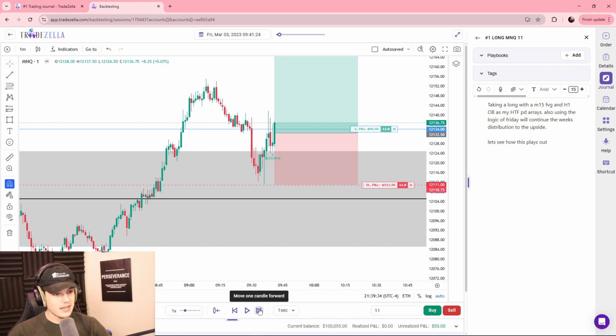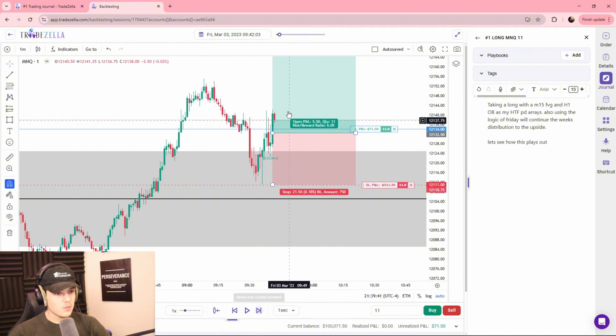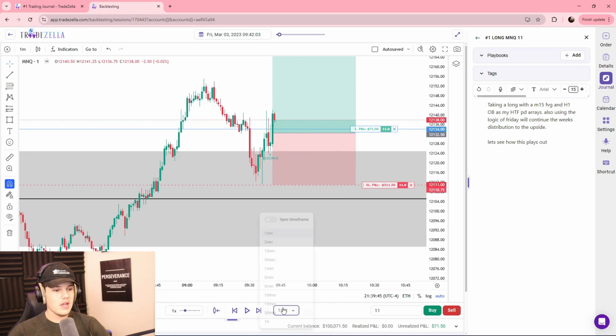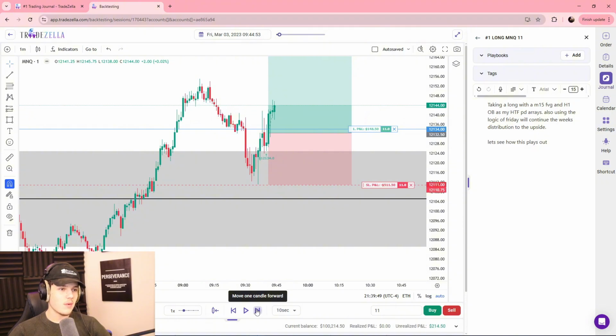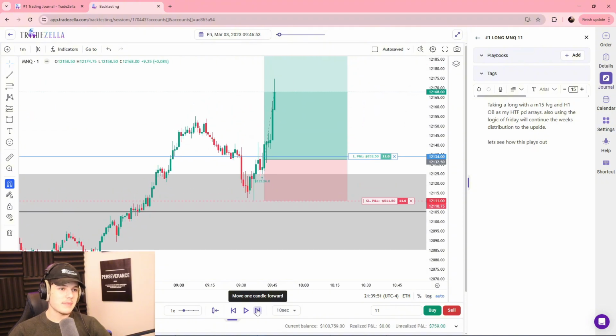So you can see we're getting a little bit of reaction here. A displacement above that high will kind of confirm this long, which is what we got there. We didn't get above that high, but I like what we're doing here. So I'm going to up it to about 10 seconds to speed up this process. And you can see we're turning up higher and we have our displacement.